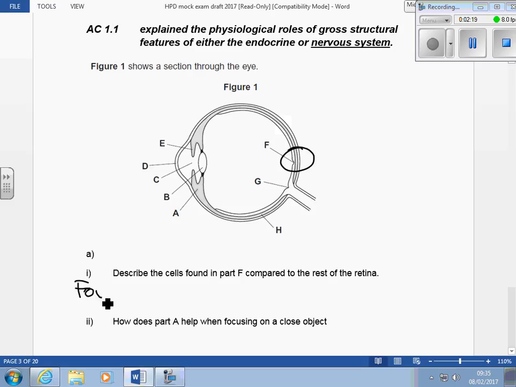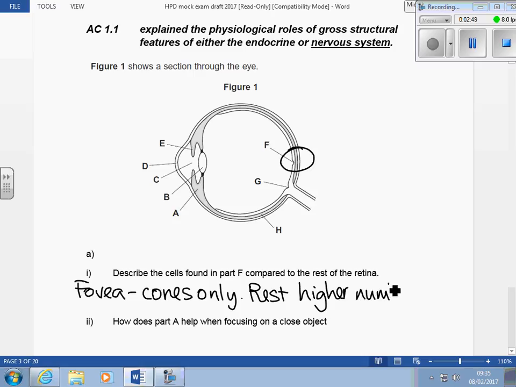So although I haven't asked for the name, actually it's not a high concentration of cones, it's only cones, isn't it there? So cones only. And then it asks for a comparison. The rest is a higher number of the other type of cell, which is rods. That's right. Okay, so that's a comparison. Okay, describe the cells, they're cones only.